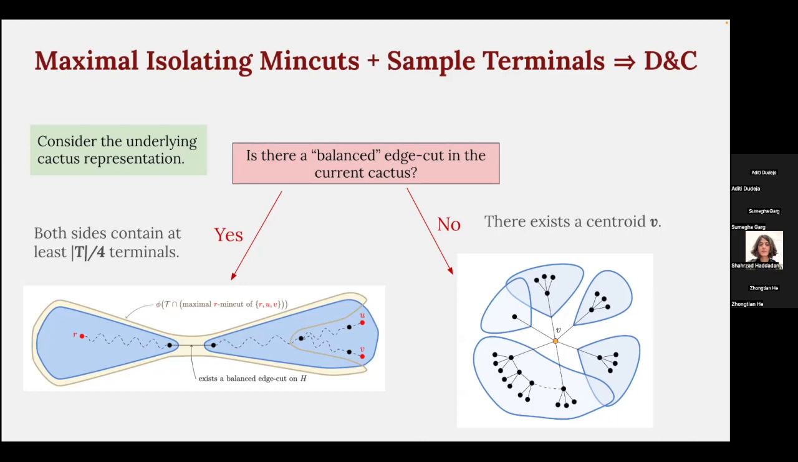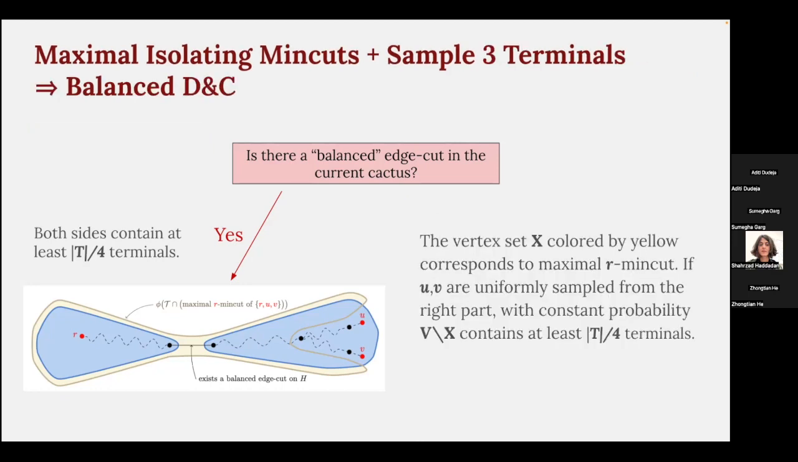I think the key here is that our maximal isolating cuts can recover all the blue parts at the same time by polylog maximal cuts. So this is the observation. So let's first do the easy case. If there exists a balanced cut, what shall we do?